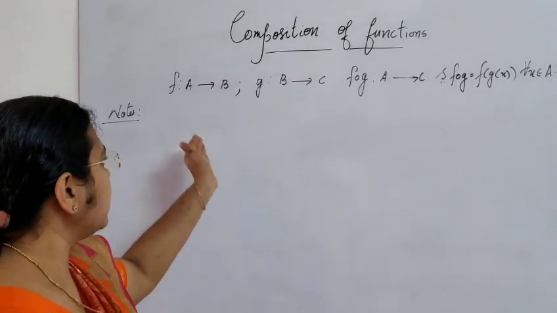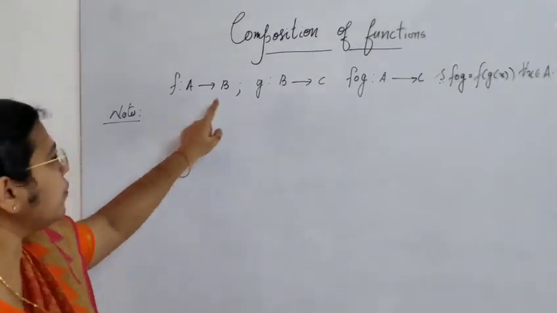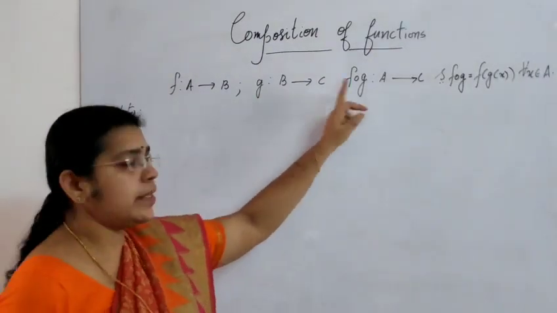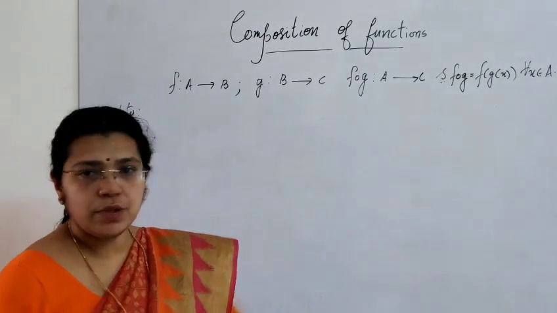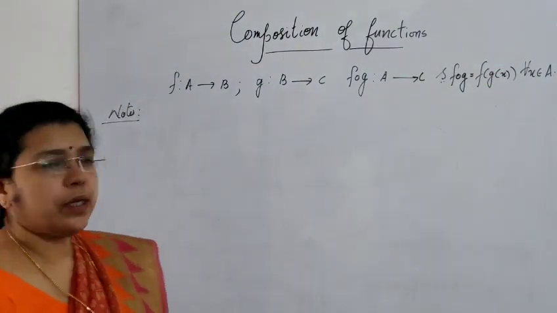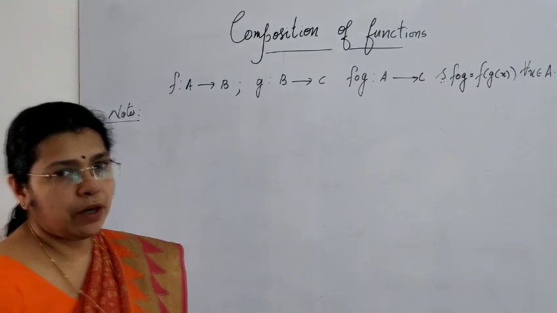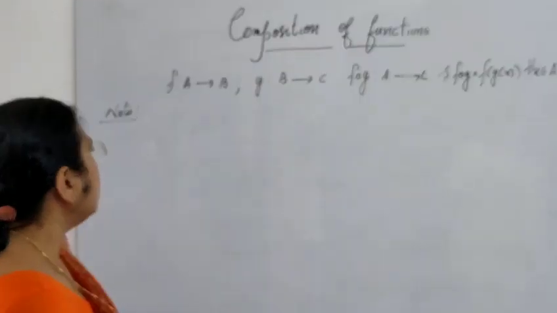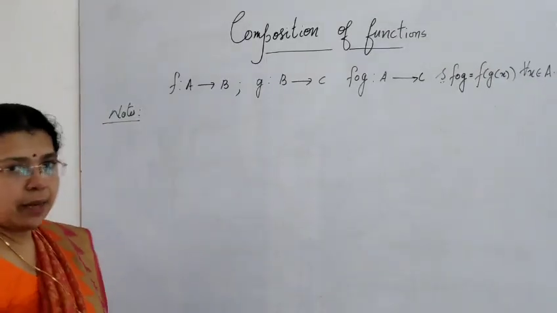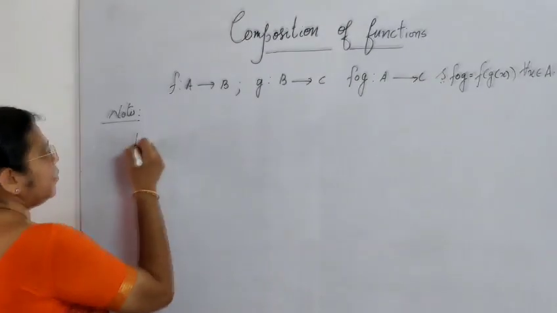So what we have discussed about composition of functions: f is a function from A to B, g is a function from B to C, then fog is a function from A to C such that fog(x) is f of g of x for all x belonging to the set A. Now, we had already discussed the range and the domain that come under the first note.